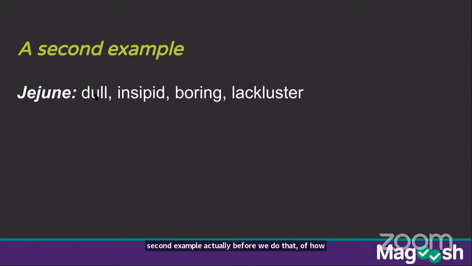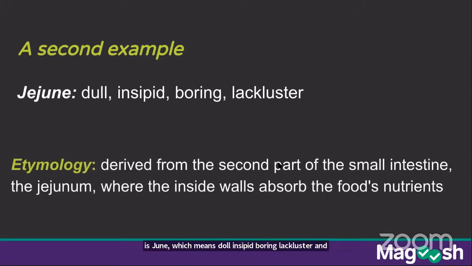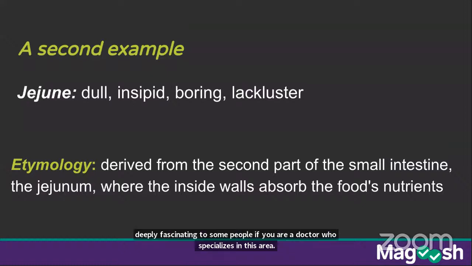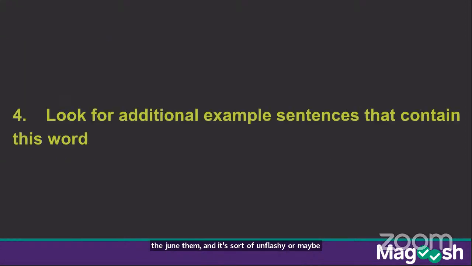So our next word is jejune, which means dull, insipid, boring, lackluster, and the etymology is kind of interesting. It's derived from the second part of the small intestine, the jejunum, where the inside walls absorb the food's nutrients. Now, I want to call out that might be deeply fascinating to some people. If you are a doctor that specializes in this area, great. But for the majority of us, it's not the most exciting job in the human body, right? It can still seem a little bit dull, insipid, boring, lackluster. So now when you see this word jejune, you might think of the jejunum and its sort of unflashy or maybe uninspiring job, but also a very important job, just calling that out.